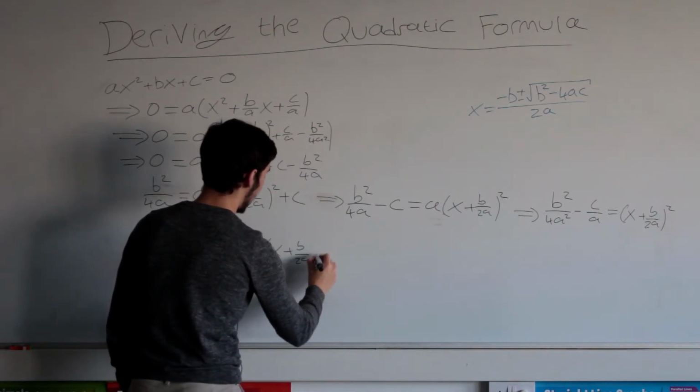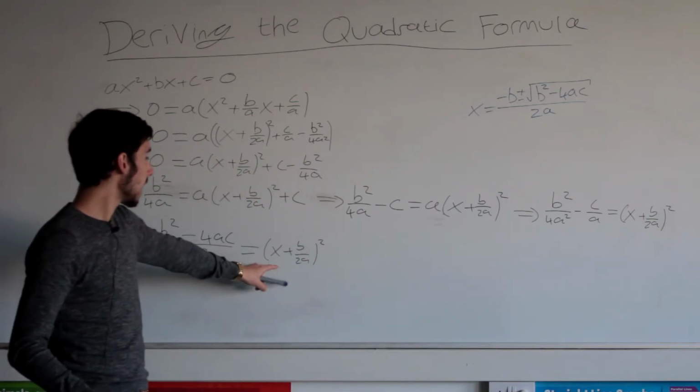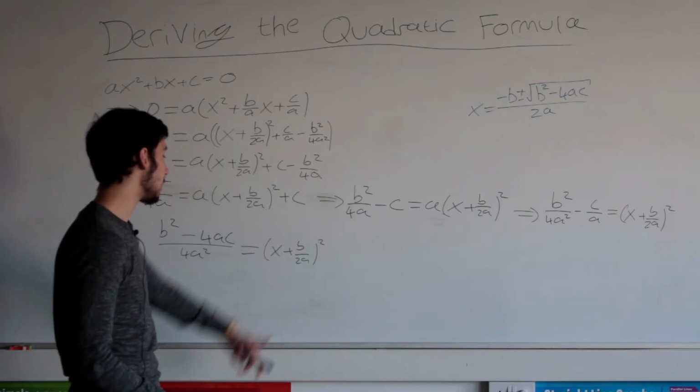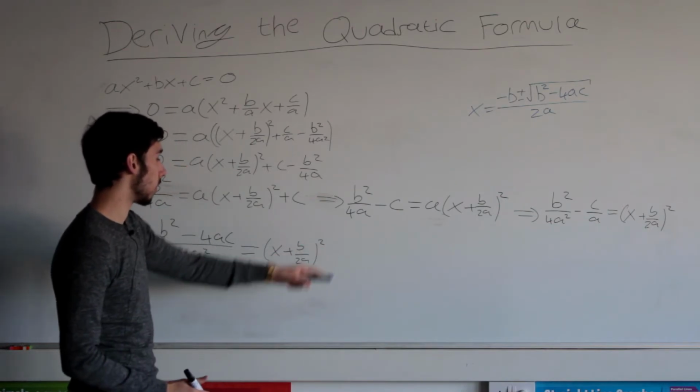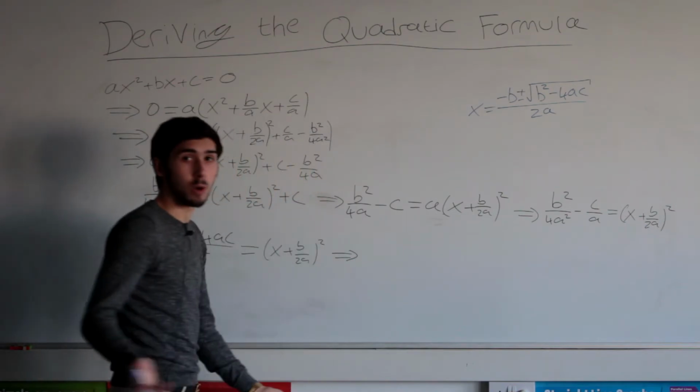Or b over 2a rather. Okay, now what should we do? Well, x plus b over 2a, that's being squared. We shouldn't have it squared, we should have it square rooted, because I don't want that 2 up there. So let's just square root both sides.